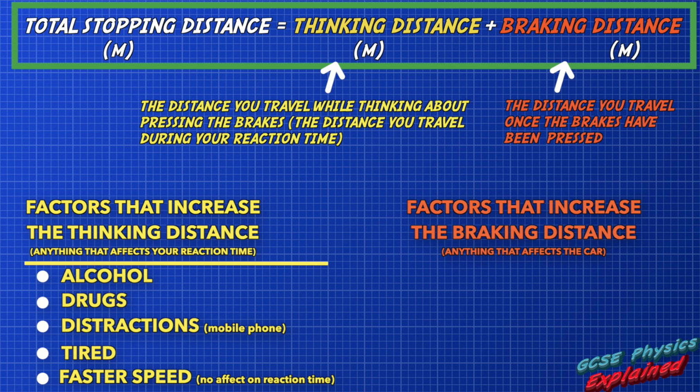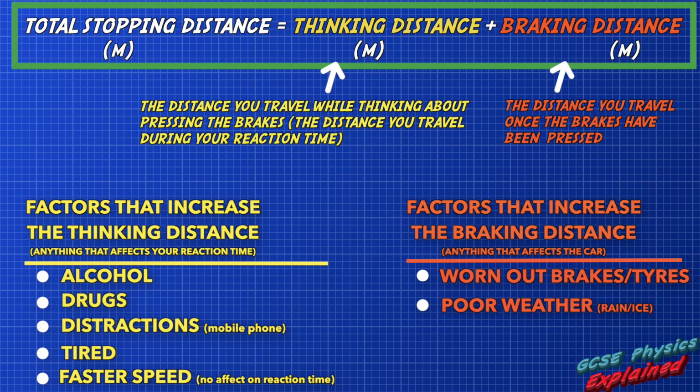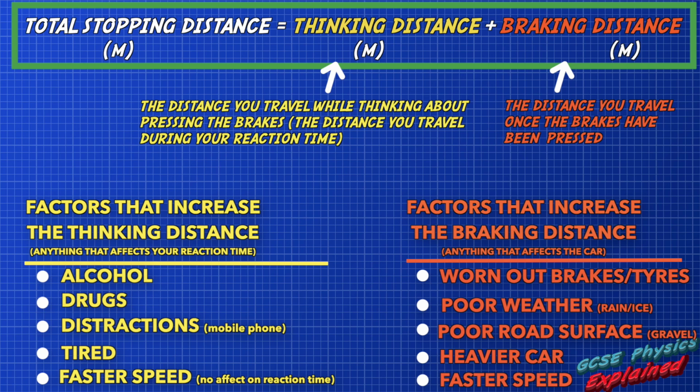Factors that increase the braking distance are usually any factors that make the amount of friction between the car tyres and the road surface less. So if your car's got worn out brakes or worn out tyres, or you're driving in poor weather such as rain or ice, which could make your car skid, or if there's loose gravel or mud on the road surface that could make you skid. Having a heavier car will mean the car has more momentum and more energy, so it'll be difficult to stop. Not only will faster speed increase the thinking distance, but it will also increase the braking distance as well. So that's a good factor to remember for your exams.